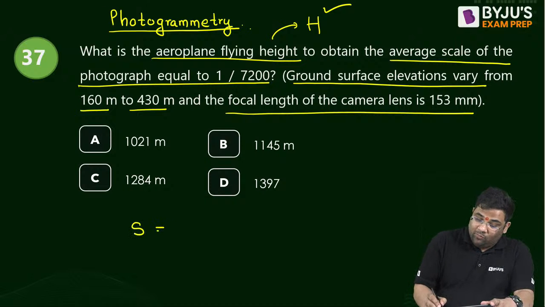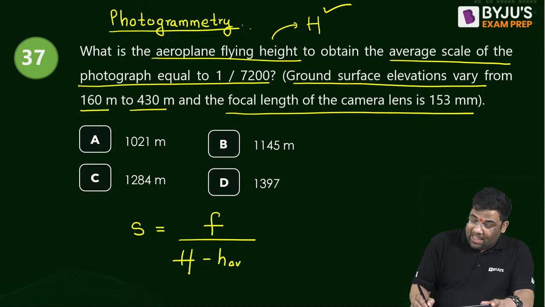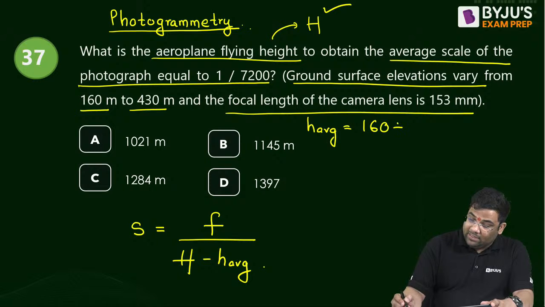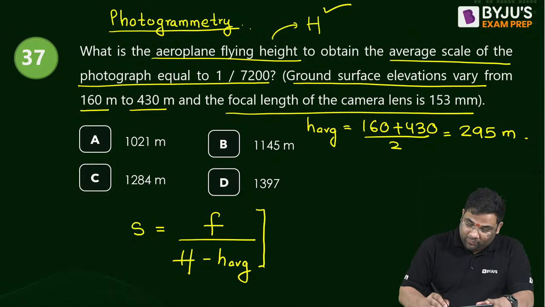Now what is the scale formula? The scale formula is focal length by the flying height minus the average ground elevation. Here average ground elevation will be (160 plus 430) divided by 2, that is equal to 295. You are allowed to use the calculator for fast calculation. In the examination you do hand calculation because the time is less. We have been solving questions for quite a longer time.